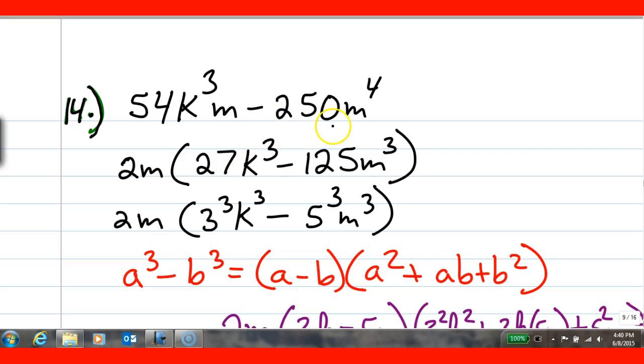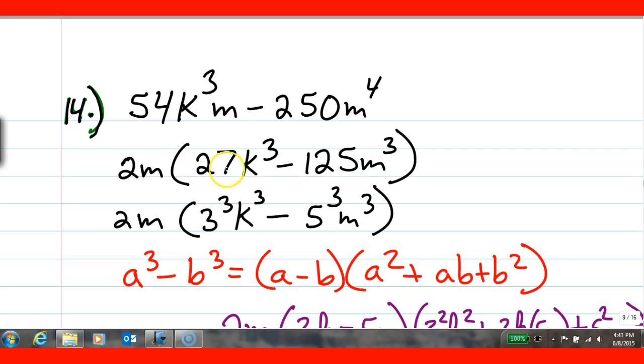Now I'm going to divide the 2m into the 250m to the fourth. A 2 into 250 creates 125. An m into the m to the fourth, I'm going to subtract the exponents, so 4 minus 1 to create a 3. So I end up with 125 m to the third power. Now when I look at this, I have k to the third and m to the third, and I have a minus sign. I want to see if this is a difference of cubes.